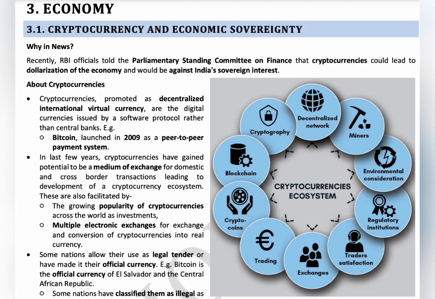The next topic is cryptocurrency and economic sovereignty. Cryptocurrency is an international digital currency where we can trade and use it to buy anything. Bitcoin is a type of cryptocurrency which is accepted by few countries like El Salvador and Central African Republic. In India, these currencies were identified as virtual digital assets under Section 2(47A) of the IT Act 1961. RBI officials have told the Parliamentary Standing Committee on Finance that cryptocurrencies would lead to dollarization of the economy and would be against India's sovereign interest.